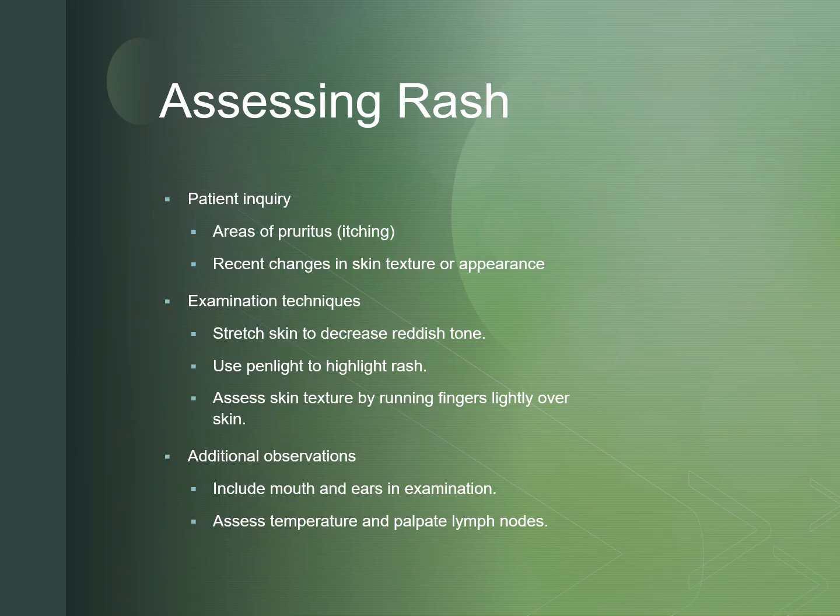Additional observations, skin findings are often systemic clues, so we're going to inspect mucous membranes and ears. Some conditions like viral conditions show up here too, so we want to assess for fever, which can suggest infectious process, and palpate the lymph nodes. These can be enlarged and can indicate a systemic infection or an immune response. Your book highlights the importance of really looking beyond the rash itself to identify any systemic involvement. We don't want to miss that.